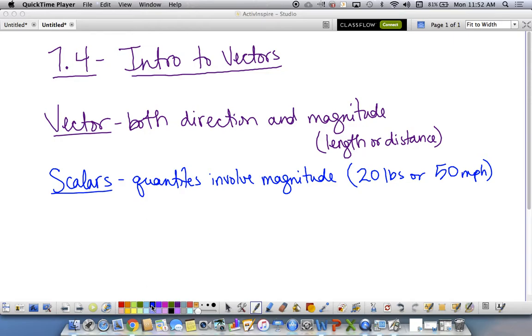A vector quantity is often represented by a directed line segment. If I were to draw a vector, it's going to go here. It's going to have an arrow on the end. It will look a lot like a ray. You'll have an initial point, we're going to call it Q, and R is your terminal point. Wherever you're starting, that is your initial point. Where you end, where the arrow is, is your terminal point.